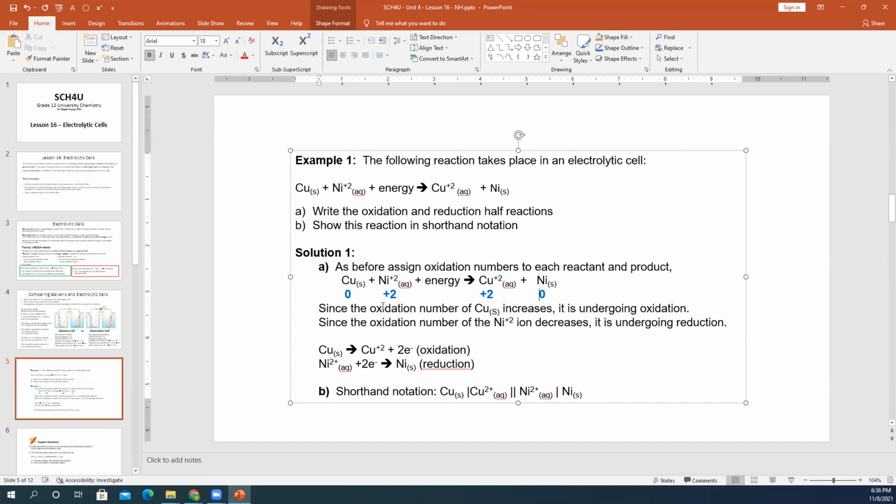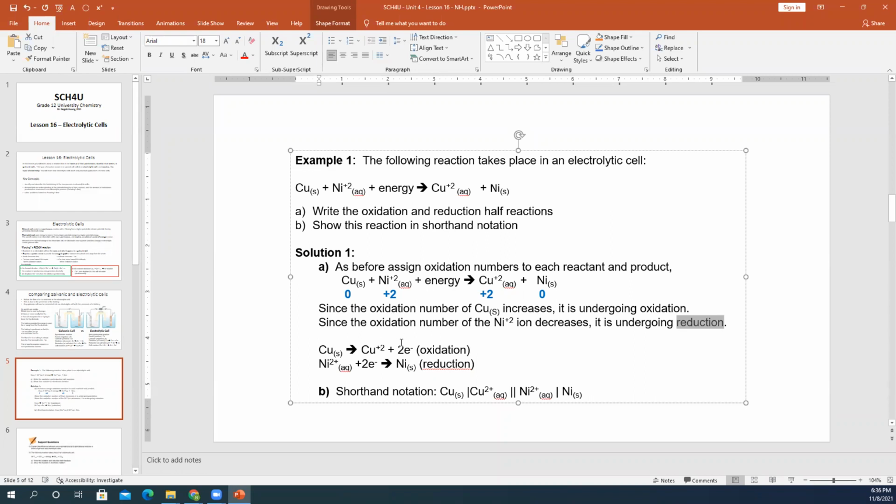So therefore, because it is becoming decreased or reduced, it is undergoing reduction. Look, the oxidation number is going down. It's becoming reduced. Then we write down these oxidation and reduction half reactions. That's what it asks for: write the oxidation and reduction half reactions.